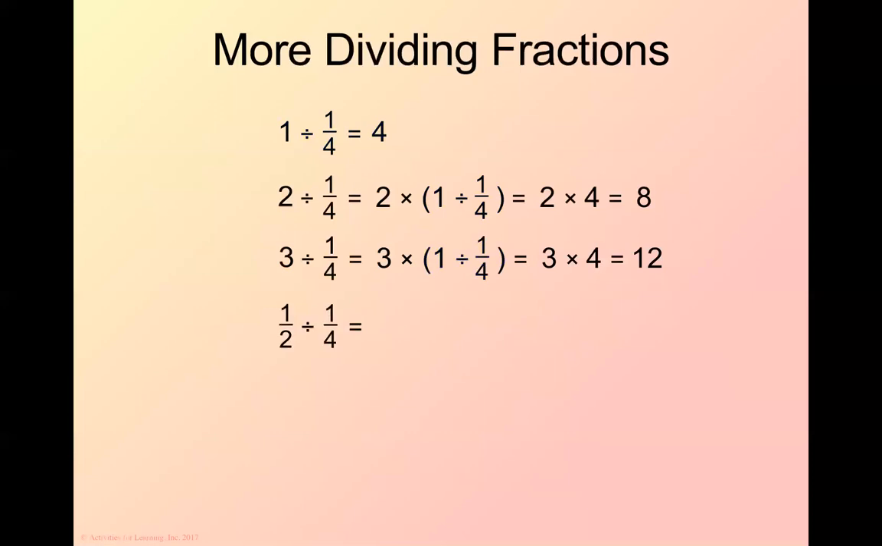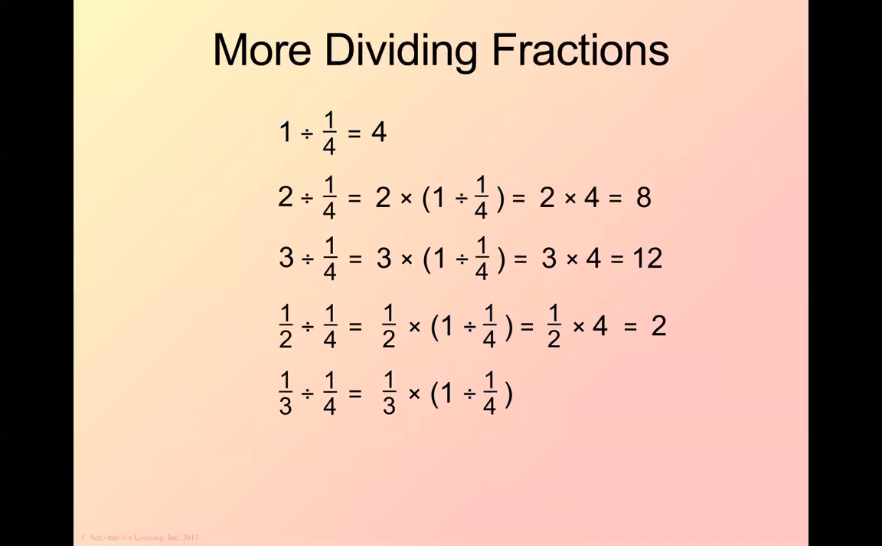So what's, oh dear, 1/2 divided by 1/4? Well, again, intuitively, if you know that 1 divided by 1/4 is 4, half of that's going to be 2. Again, what's our process? We're saying 1/2 times 1 divided by 1/4, or 1/2 times 4 is 2. Let's do 1/3 divided by 1/4. Again, following the process now, we're going to say it's 1/3 times 1 divided by 1/4, or 1/3 times 4 is 4/3.